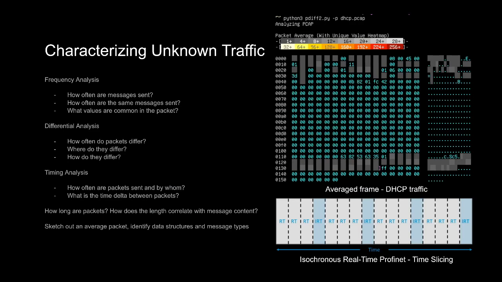So here's my basic rundown on how to characterize unknown traffic. These are the main ones that I typically use to start off with as my baseline. I start off with stuff like frequency analysis, which is how often messages are sent. In Wireshark, there's a column that you can enable for the time. That's the time delta.